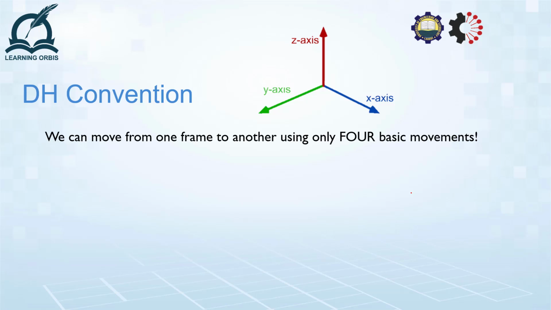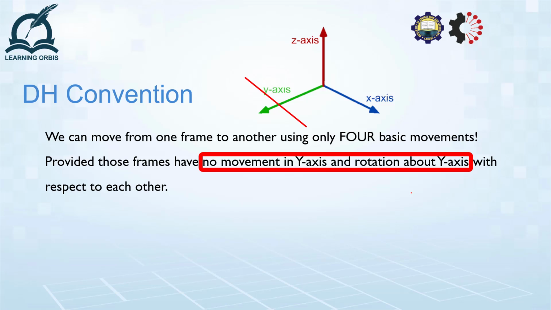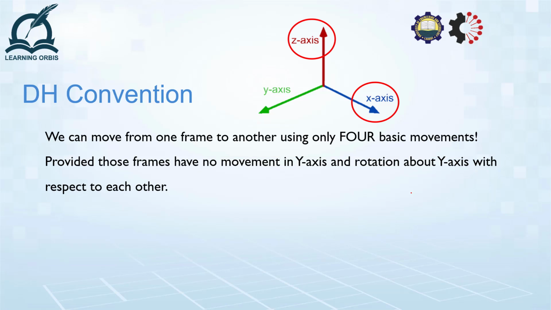But the DH convention says that we can move from one frame to any other frame or any other position using only 4 basic movements. That is, out of 6, we can use 4 of them and move from one position to another position. But for this to be true, we have to make sure that the frames through which we are moving are not displaced in y, that is, they have no movement in the y-axis, and they have no rotation about the y-axis. So if we have omitted translation and rotation about the y-axis, then of course we will be left with 4 basic movements. That is, translation in x and z-axis, and rotation about x and z-axis.